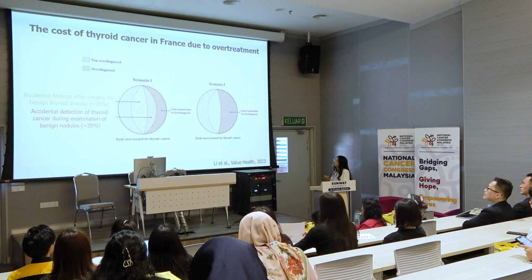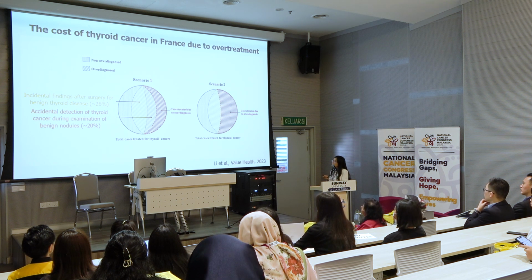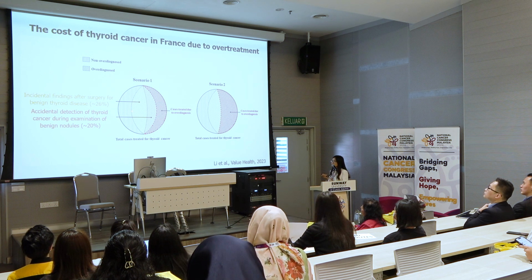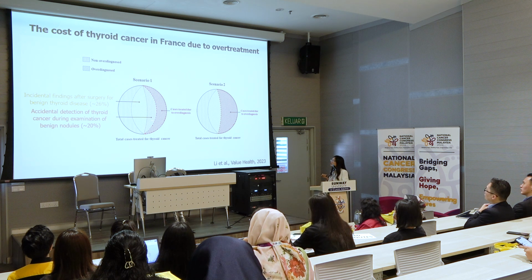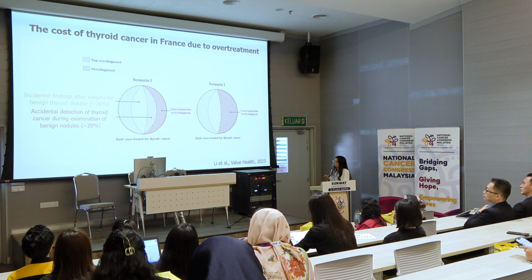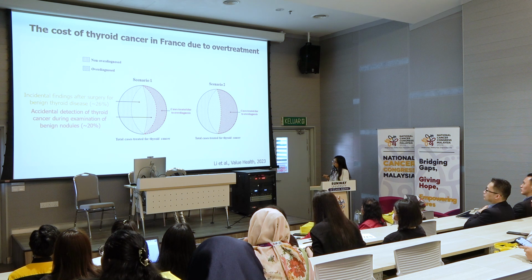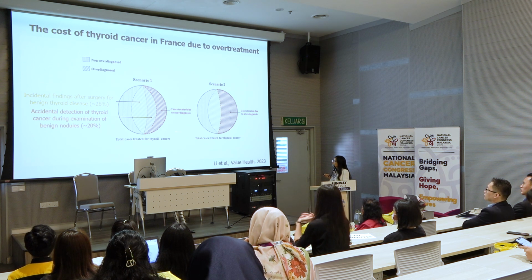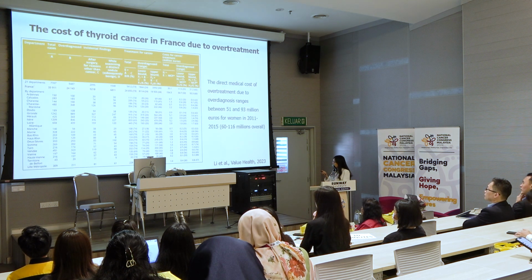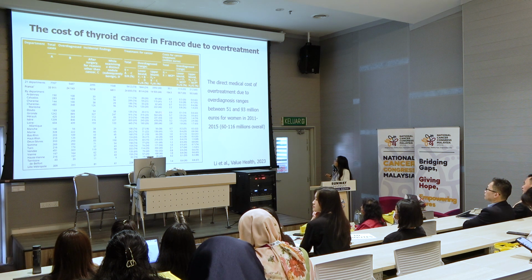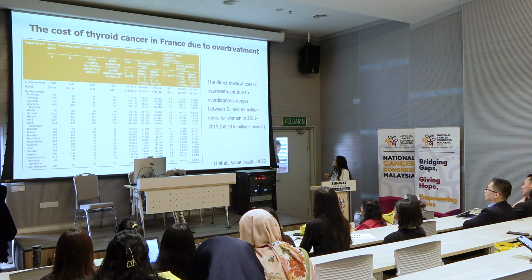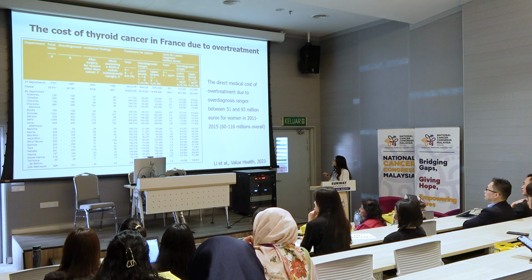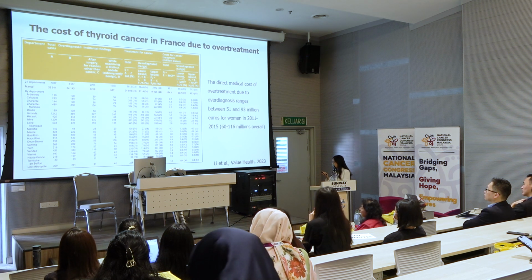There are two types of incidental findings in this study. We didn't consider the first one, incidental findings after surgery for benign diseases, because the cost is mainly linked to the treatment of benign diseases. But for the second point, we are not so sure. So we considered two scenarios. And we found that the direct medical cost of overtreatment ranged between 60 to 160 million euros overall in France.